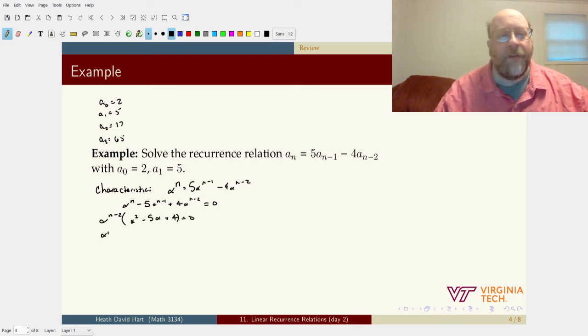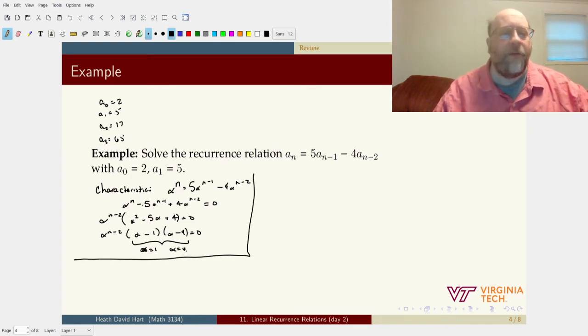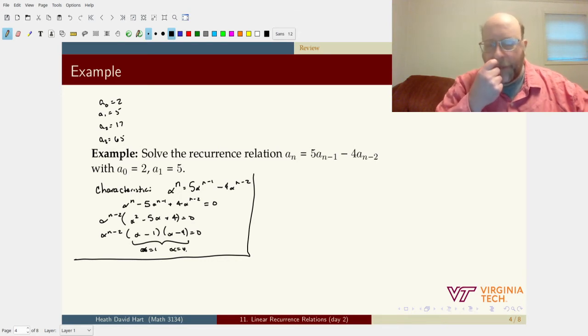And that factors into alpha minus 1 times alpha minus 4. And so my non-zero roots are alpha equals 1 and alpha equals 4. So that's my first step. I write the characteristic polynomial and I set it equal to 0. I solve it.